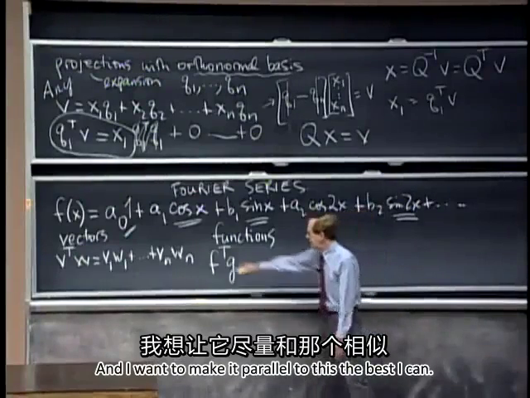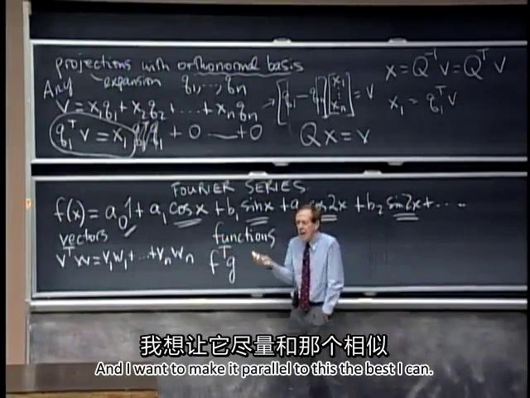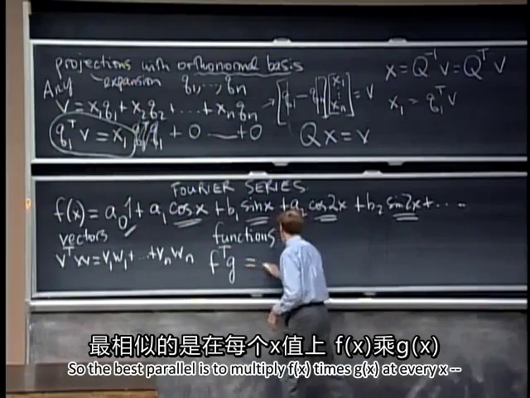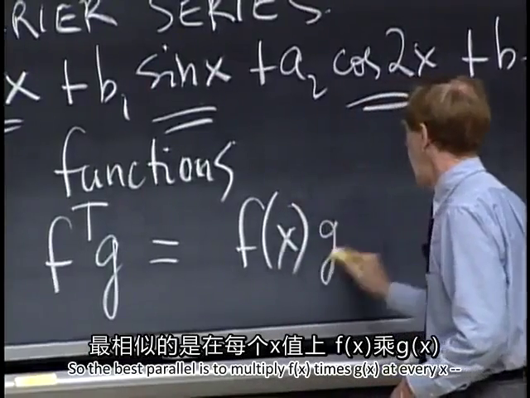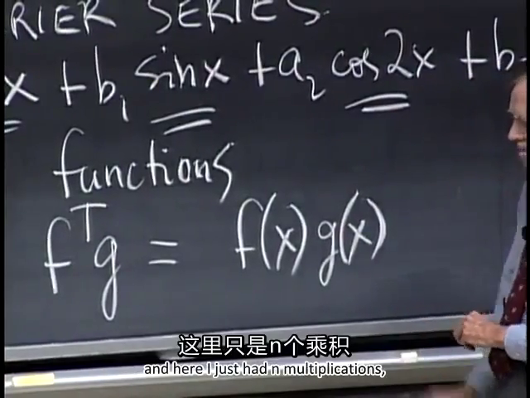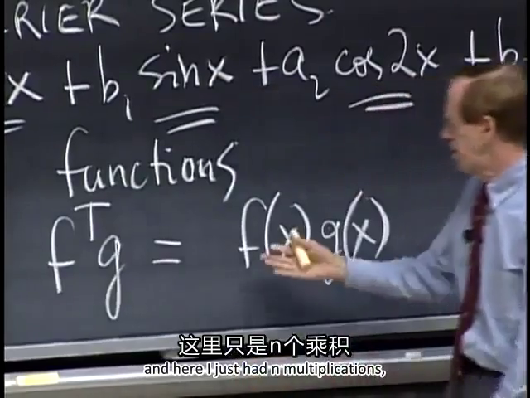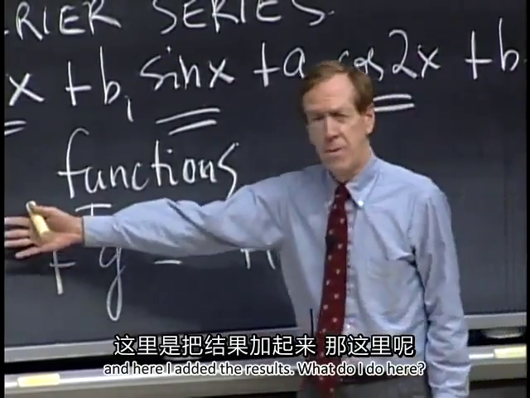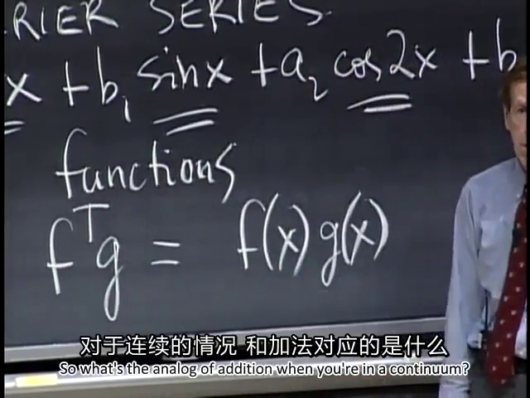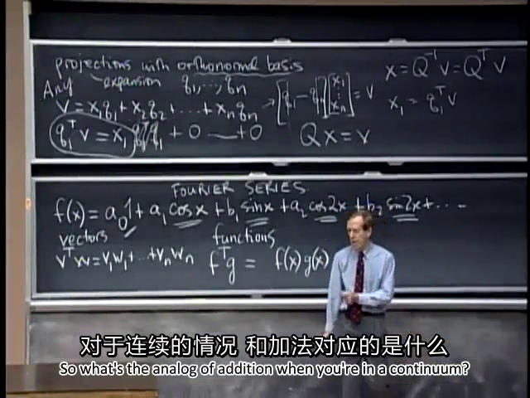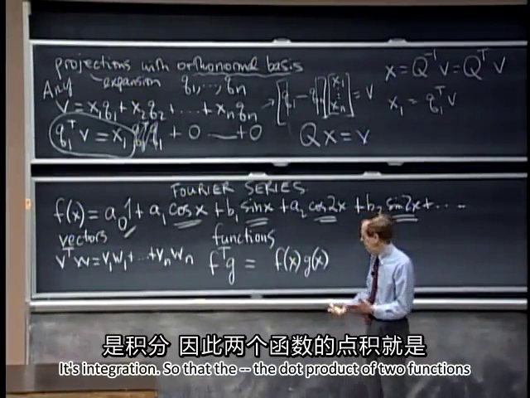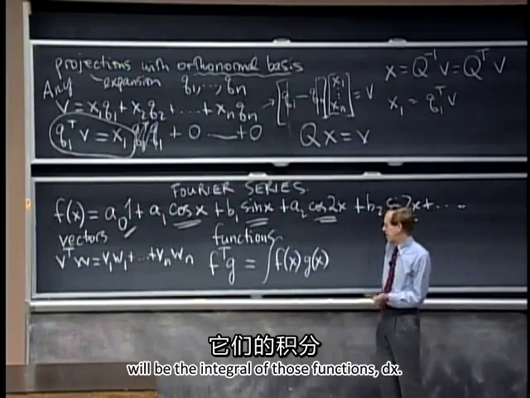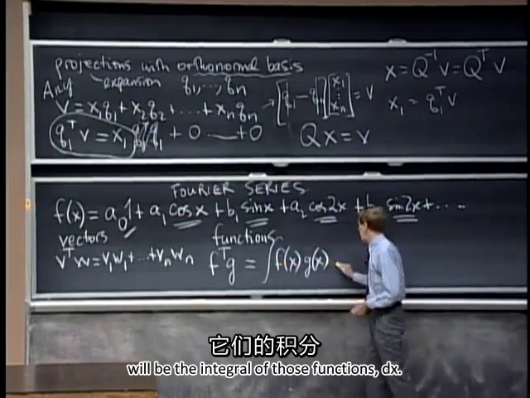And I want to make it parallel to this the best I can. So the best parallel is to multiply f of x times g of x at every x. And here I just had n multiplications, but here I'm going to have a whole range of x's. And here I added the results. What do I do here? So what's the analog of addition when you're in a continuum? It's integration. So the dot product of two functions will be the integral of those functions dx.